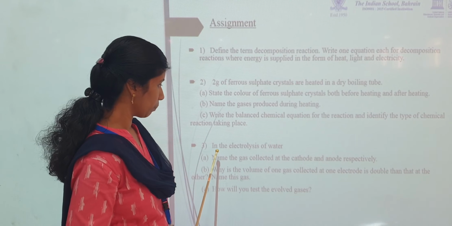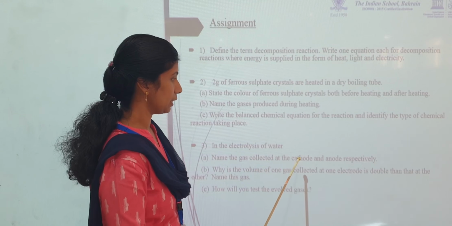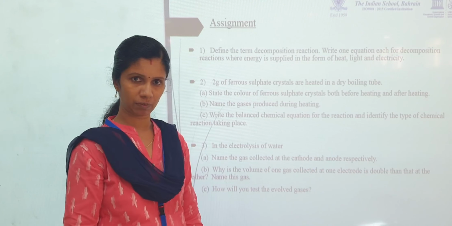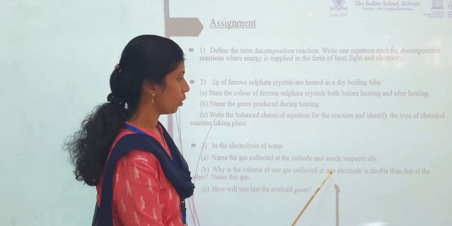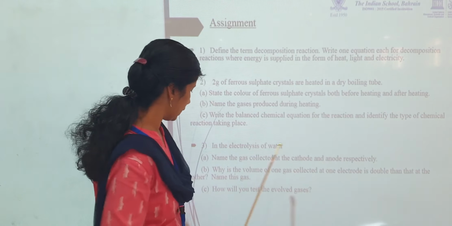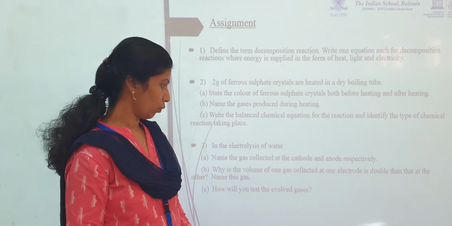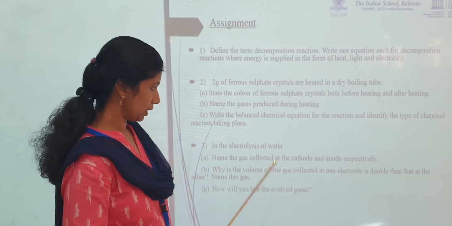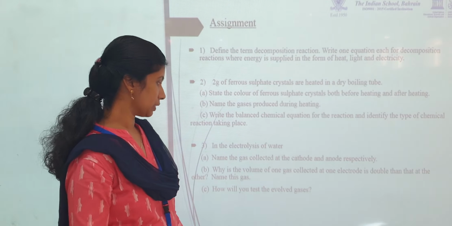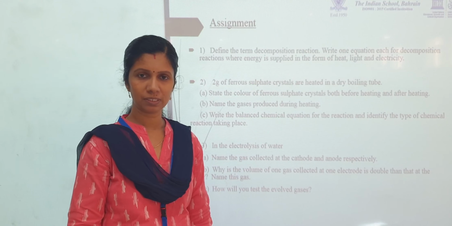Now the third one. In the electrolysis of water, name the gas collected at the cathode and anode respectively. Why is the volume of the gas collected at one electrode double that at the other, and name this gas. That also we explained, why the volume of hydrogen gas is double the volume of oxygen gas. You have to write it. How will you test the evolved gases? So answer all these questions. Thank you.